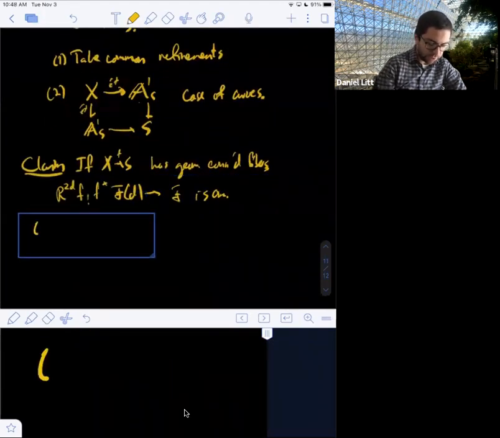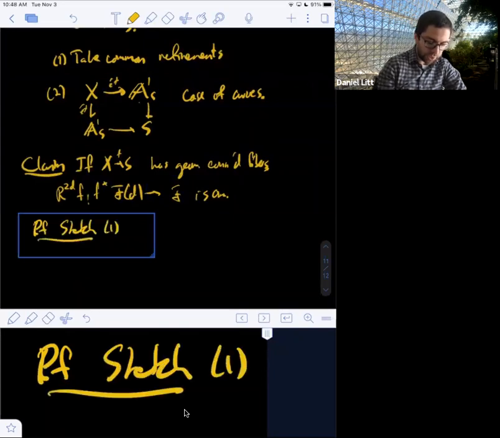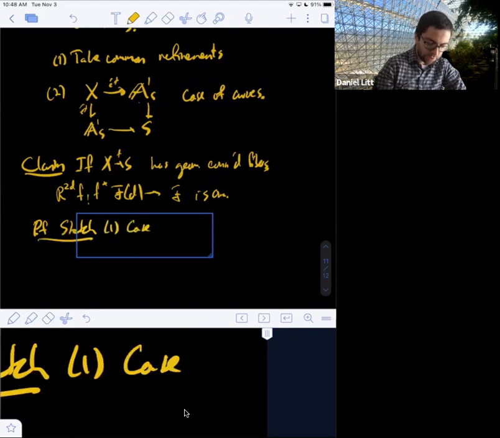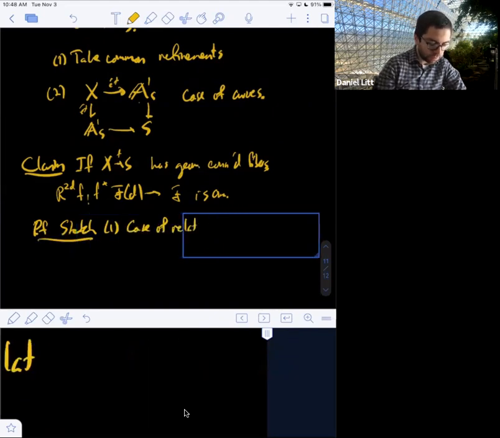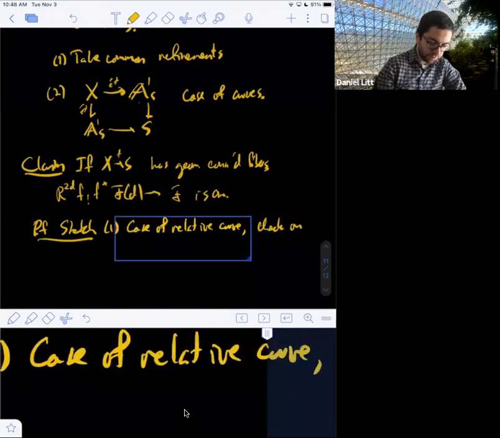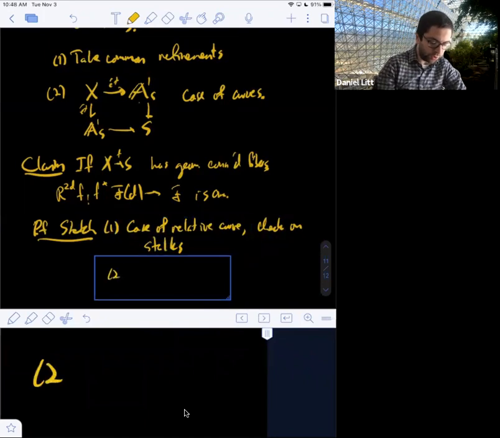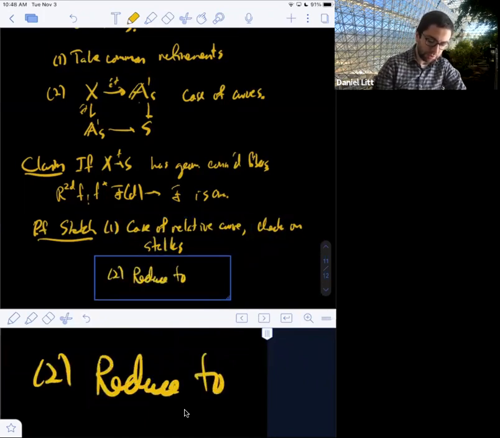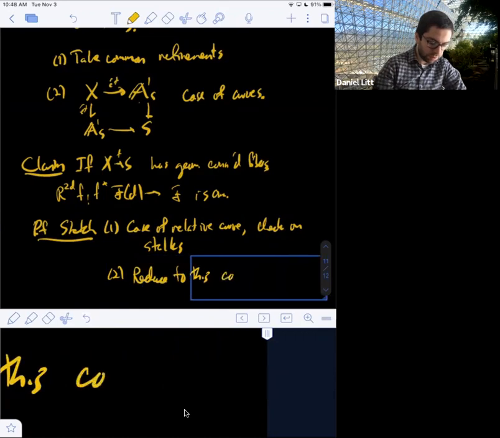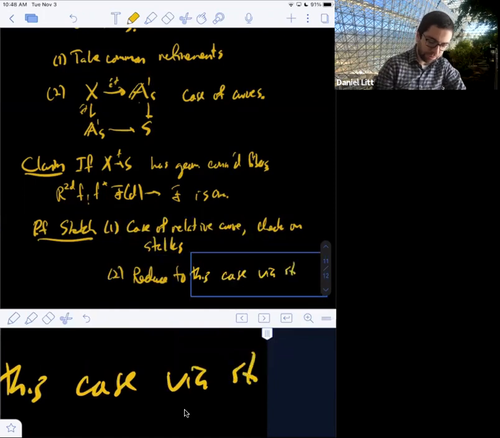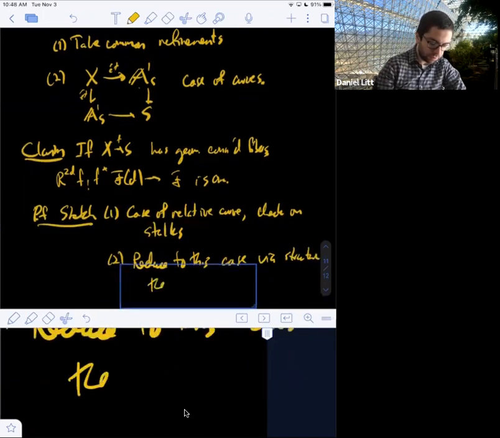And again, I'll just give you a proof sketch. So one is in the case where this is a relative curve. You can check on stalks. And then it boils down to the computation for curves we already did. And then two is you reduce to this case, again via the structure theorem for Étale morphisms.